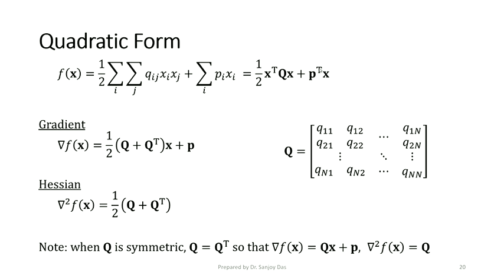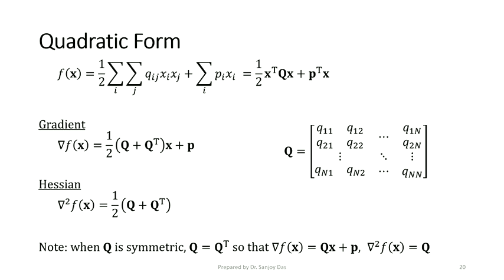The derivative, this is the linear term, first order term, p transpose x. Always remember when you do this differentiation, the derivative, the gradient has to be a column vector. p transpose is a row vector, right? So you have to take the transpose, so it's a column vector. And the Hessian is simply half of Q plus Q transpose.